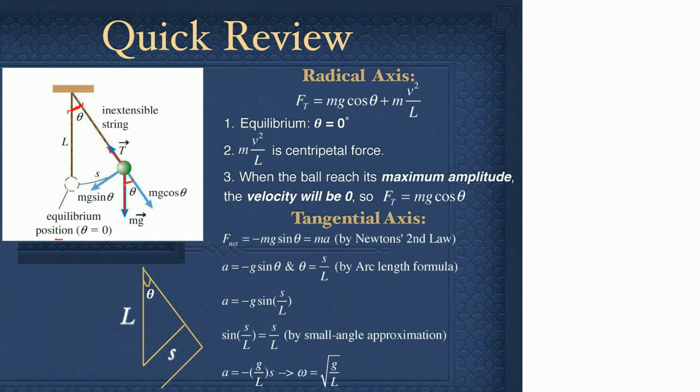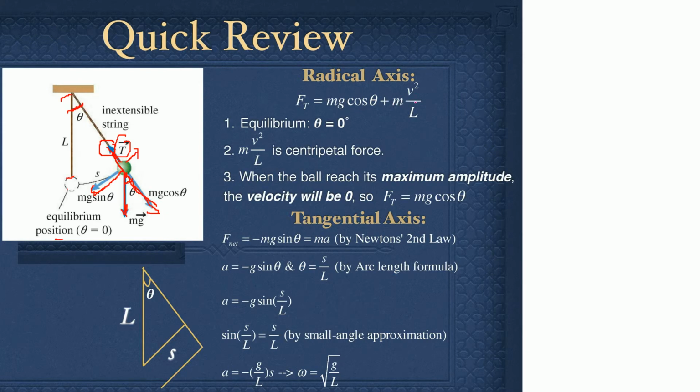So this is the weight, that is mg. Now this is the horizontal component mg cos theta, and this is the vertical component mg sin theta. So T is opposite to mg cos theta, and mg sin theta will be, we'll see how it works. There will be a force. So this T on the radial axis, this force T will be equal to mg cos theta plus one more force, which is mv squared by L. L is the distance.